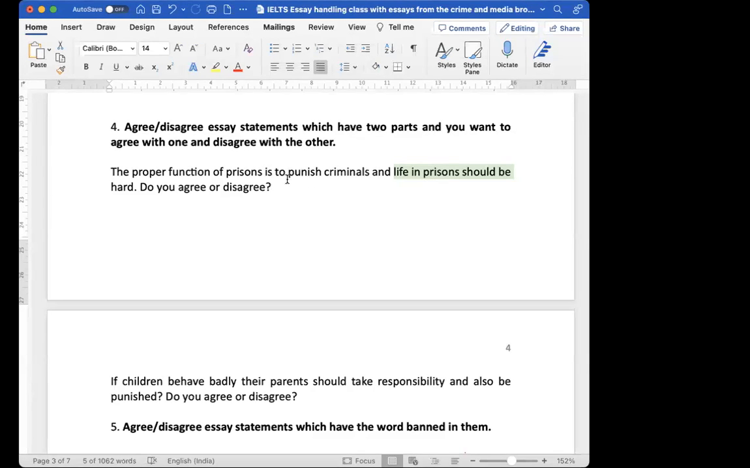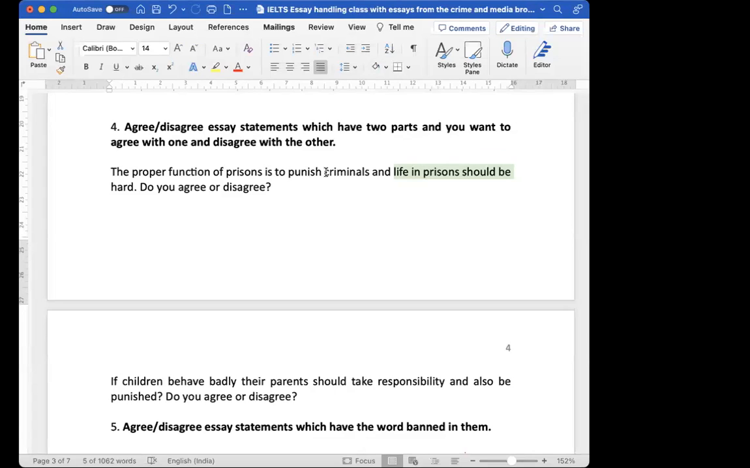I will say in my essay, again a while statement. While I agree that life in prisons should be very difficult, I disagree that a proper function of prisons is to punish criminals. I believe, next statement, I believe proper function is to reform the criminals and to rehabilitate them. That is the proper function. Reform and rehabilitate. What is reform? Make them better. And rehabilitate, to give them something to do so that they can stand on their feet, they can earn for themselves, and they do not need to do crime again. That is the proper function, I would say.